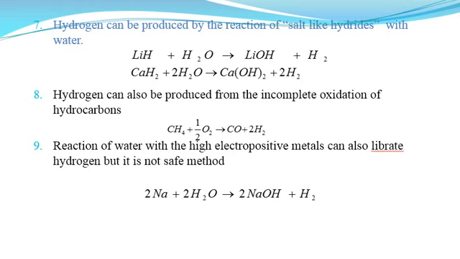Hydrogen can also be produced from incomplete oxidation of hydrocarbons. As we know, any organic compound, if completely ignited, will produce carbon dioxide and water, but in the presence of less amount of oxygen, we can obtain also the water gas, carbon monoxide and hydrogen.